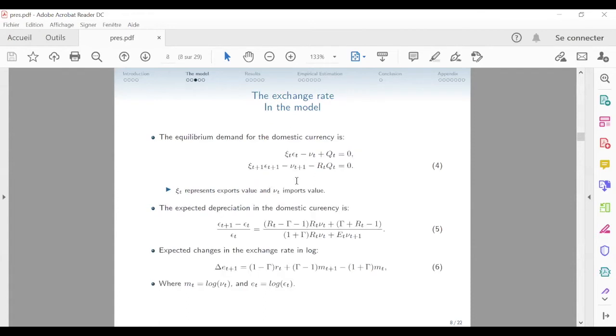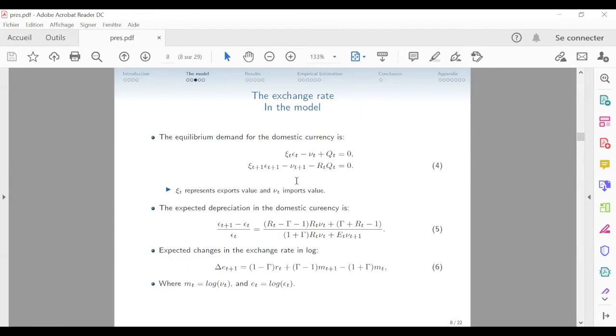Then the equilibrium for demand for the domestic currency is set on international markets. In this equation, Xi represents export value. We assume it is equal to 1, similarly to what Gabi and Marjorie did.